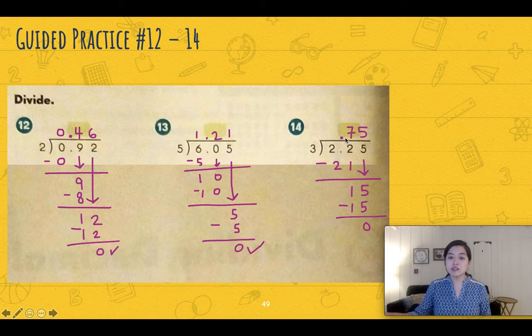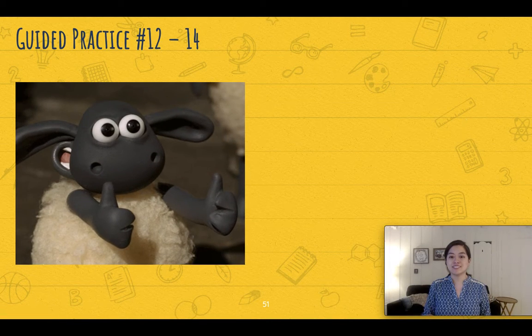And once I do that, oh, there's no spot in the ones place here, right? There's no number here. If it's empty here before the decimal point, then we just got to put a 0. Okay? And then so we have 2.25 divided by 3 is 0.75. All right.